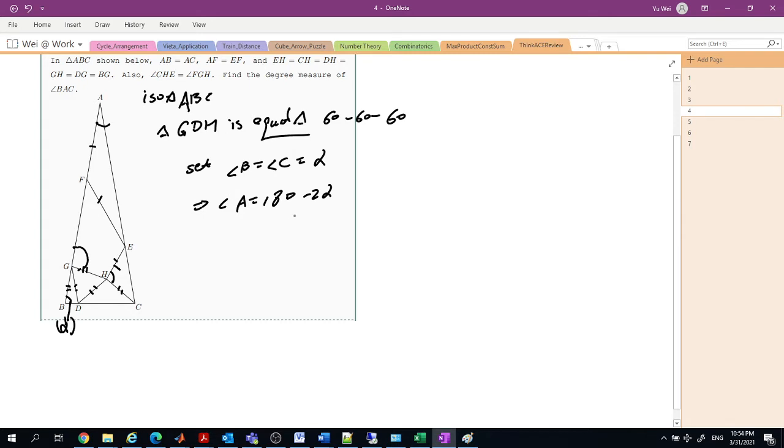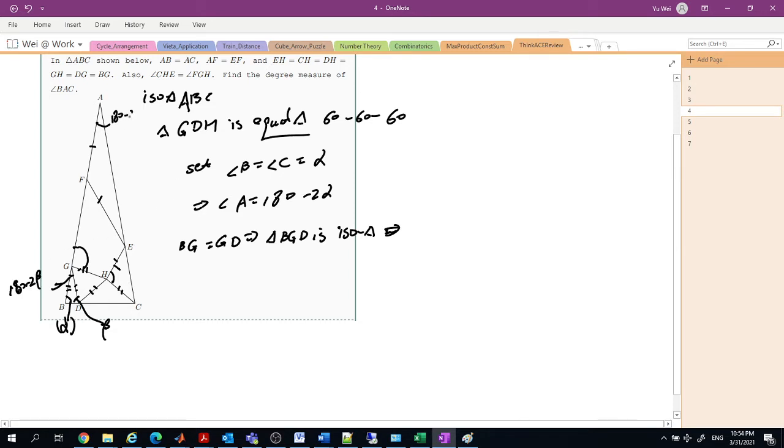Let's do some angle chasing, okay? Because BG equals GD, triangle BGD is an isosceles triangle. So now we can see this angle is also beta, and this angle is 180 minus 2 beta. This is 180 minus 2 alpha. Okay, so this angle will be 180 minus 60, that's 120, right? So this angle is 120 minus alpha.